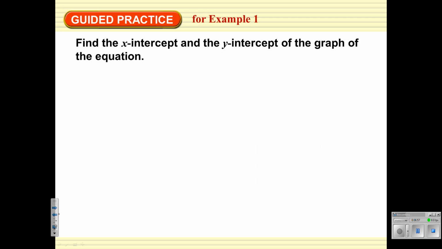So you can stop the video and we will do the guided practice. You can try the guided practice at home. Bring what you can do to class, and we will go over it when we get to class.